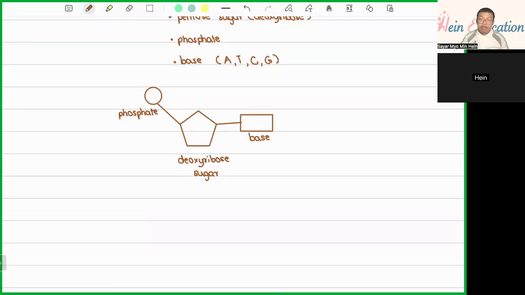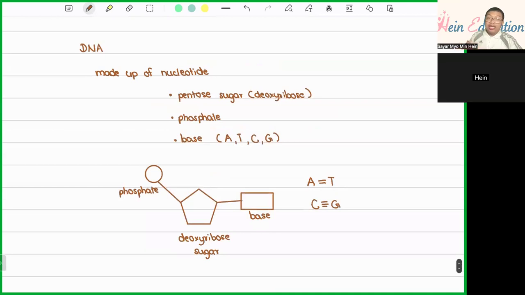So there are four different types of base: adenine, thymine, cytosine, and guanine. Adenine always pairs with thymine with double bonds, and cytosine and guanine have triple bonds between them. Okay, so this is about DNA, and DNA is a larger molecule, which is a double helix. So let me draw just an illustration so we can see that. Here, this is the structure of DNA, where we have a double-stranded molecule, a double helix.